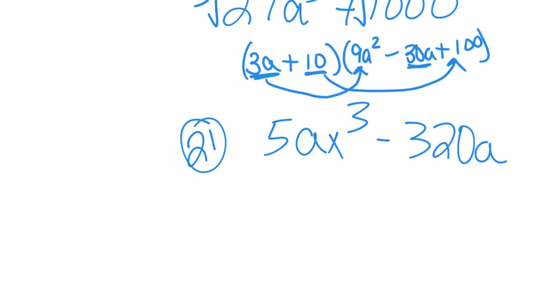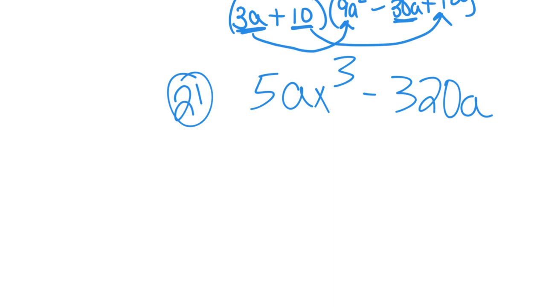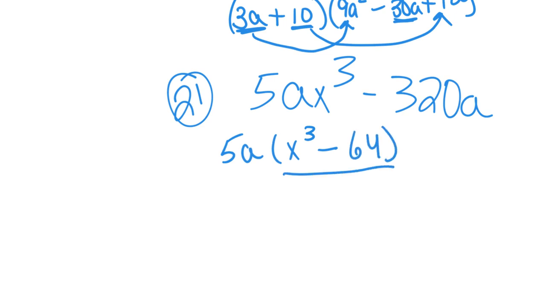Next one, let's take out everything they have in common. They got a 5 and they got an a. So that leaves me with x cubed minus, how many times does 5 go into 320? 64. This looks like a difference of cubes. So we got 5a, parentheses, this is a minus, and then the formula goes plus, plus.